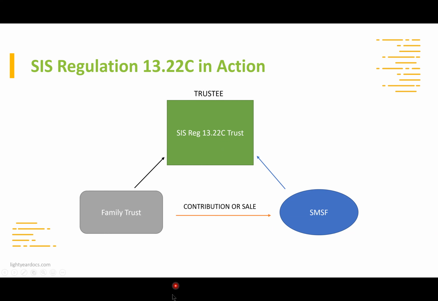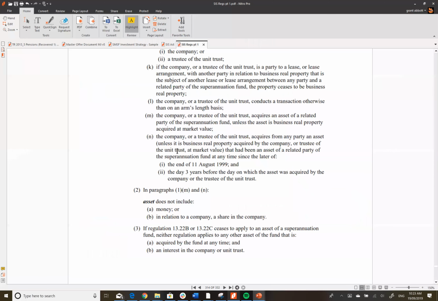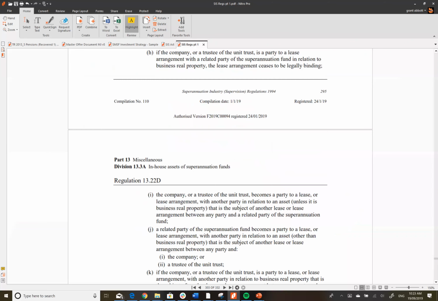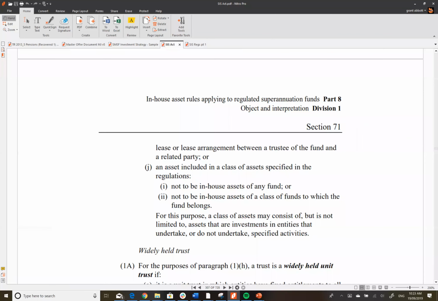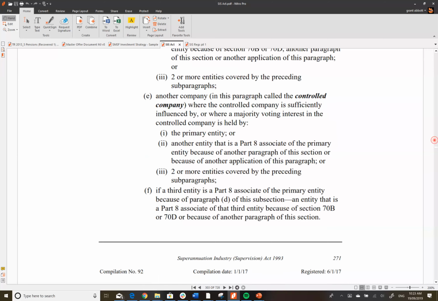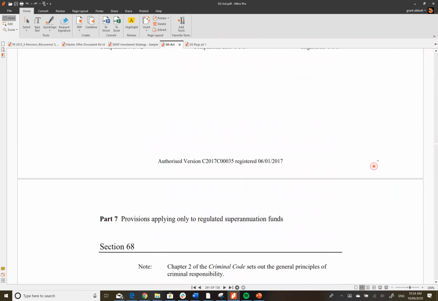Now, what I want to do is just go through one more section of the legislation. So if there's any questions on that, just let me know. It's pretty easy to understand if you have a look at my perspective. There are quite a few commissioners' rulings on this, believe it or not. If we then go not to the regulations, we go to Section 66, and Section 66 deals with the acquisition of assets from a related party. And I just want to show you how these link in.